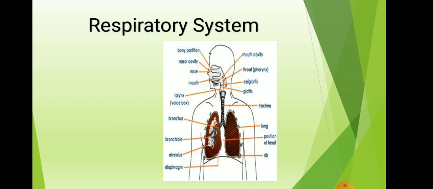The respiratory system is the system of the inhalation of oxygen from the environment and the exhalation of carbon dioxide, which is a waste product produced by the body. The regular supply of oxygen and removal of carbon dioxide is a continuous process of the human body that is completed by the group of respiratory organs called the respiratory system.